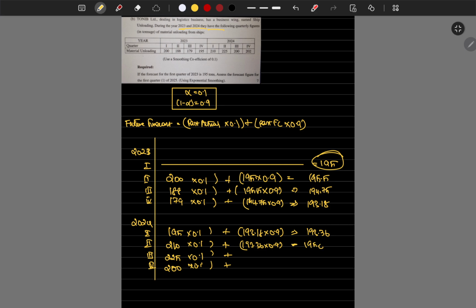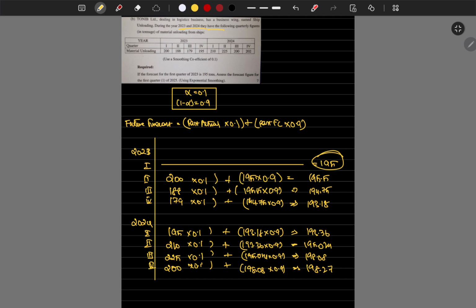Total 195.024. Then 195.024 into 0.9 plus 225 into 0.1, 195.084 into 0.9, which is 198.08. 198.08 into 0.9 plus 0.1, 198.08 into 0.9, which is 198.27. So we have found out the last.